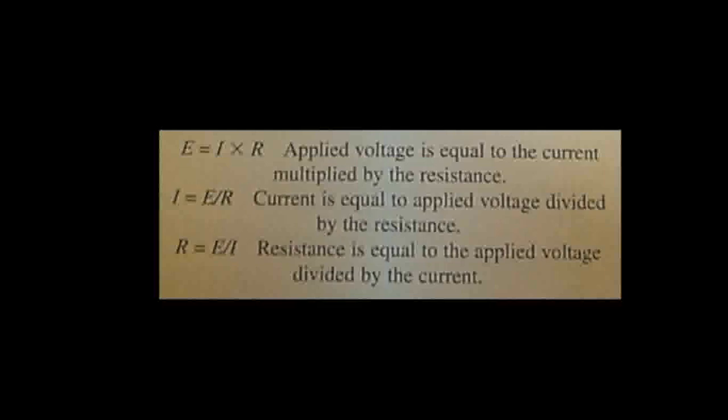Ohm's law states that the current, measured in amperes, in a circuit is equal to the applied voltage divided by the resistance. Ohm's law is expressed in three formulas described below. Learning Ohm's law is illustrated in figure 1-21.